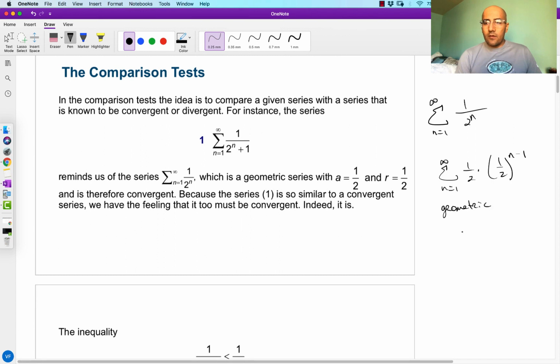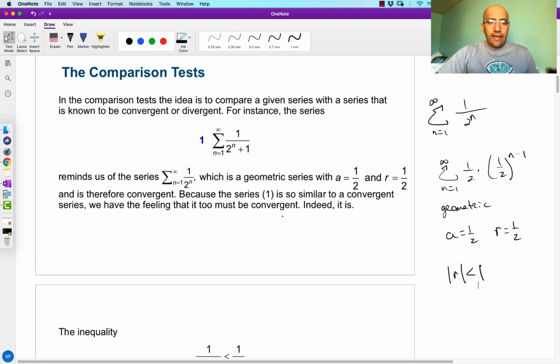Geometric with a equal to a half and r equal to a half. Because the absolute value of r is less than 1, that means that this will converge. Good. So this one is geometric and it's convergent. We want to establish how it relates to the one we're actually working with, and how that helps us determine whether this converges or diverges.